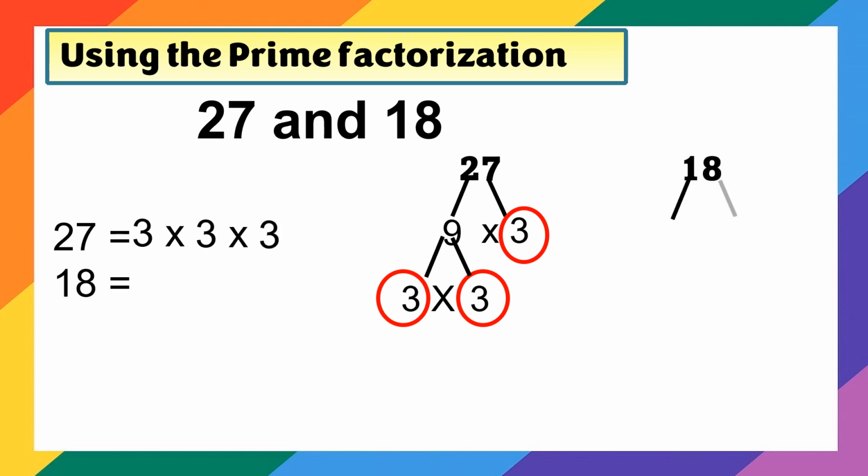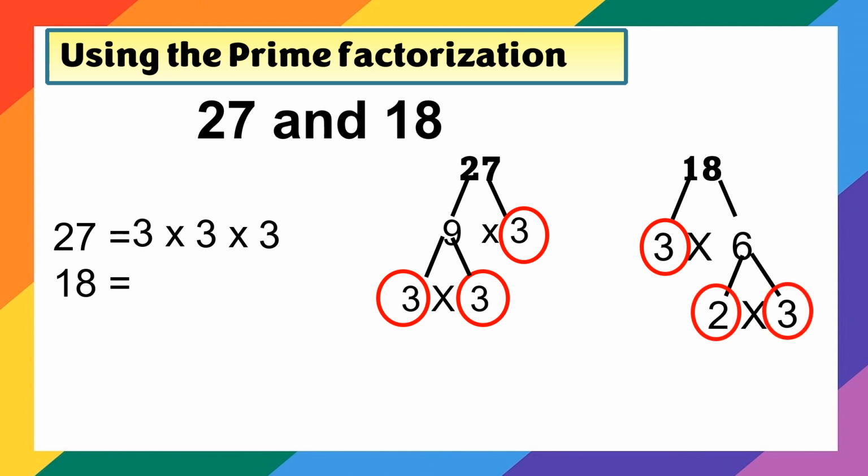Okay, then we'll proceed to 18. So we're going to think of two numbers that if you're going to multiply them, the answer is equal to 18. We can use 2 and 9 or 3 and 6. So you can choose any of those. So let's try 3 and 6. So 3 here is already a prime number. So 6, you can use 2 and 3. Okay? So we're going to list down the numbers that are being encircled. Those are the prime numbers. So we have 2 times 3 times 3.